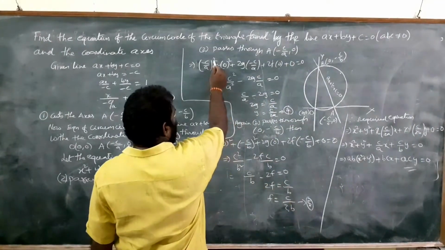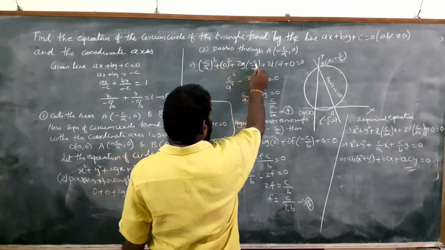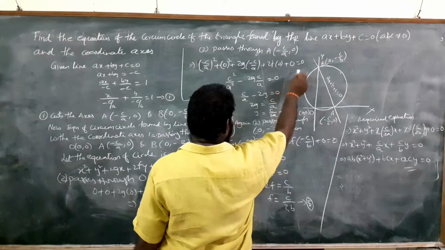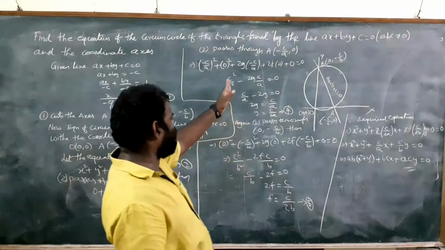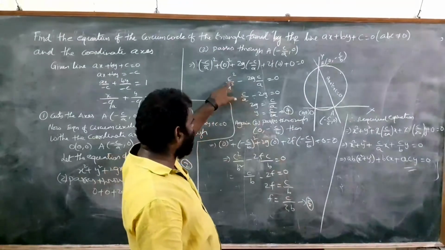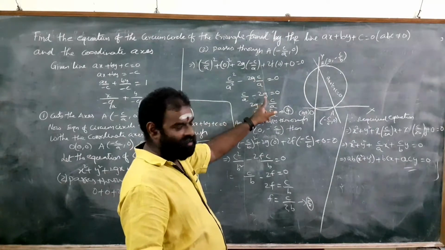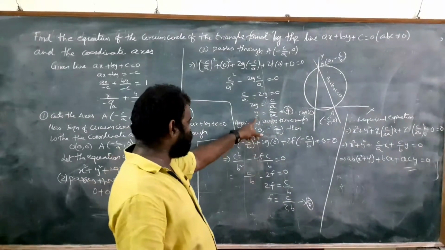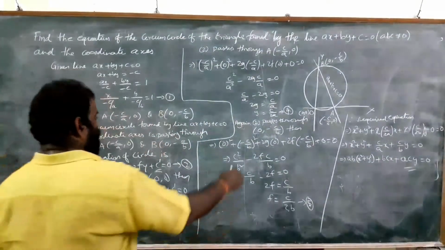What happened here? (-c/a)² means c²/a². This is always 0, no doubt. 2g into -c/a gives -2gc/a. So c²/a² - 2gc/a = 0. Here c/a is common, so we delete c/a. Then what will remain? c/a - 2g = 0, that means 2g = c/a. That means g = c/2a, which is the fourth equation. So here we get the value of g.